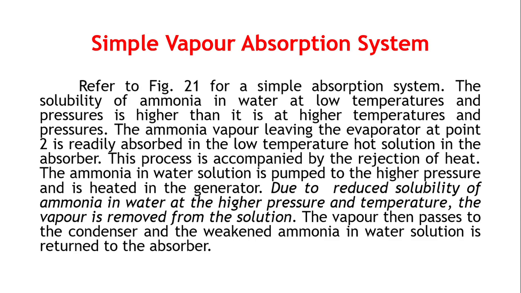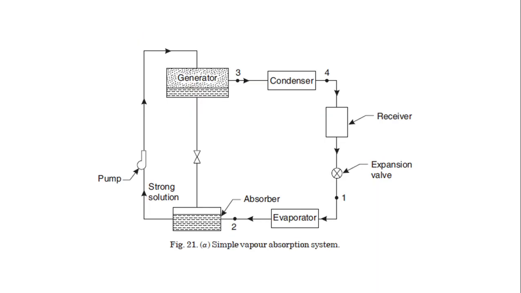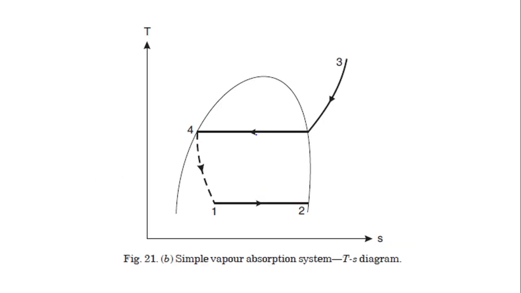The ammonia in water solution is pumped to higher pressure and heated in the generator. Due to reduced solubility of ammonia in water at higher pressure and temperature, the vapor is removed from the solution. This vapor then passes to the condenser, and the weakened ammonia and water solution is returned to the absorber. This is the cyclic process which repeats in a vapor absorption refrigeration system. In this way the simple vapor absorption refrigeration system works.